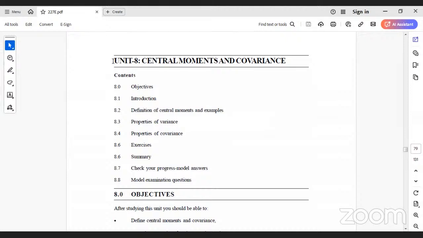Sir, can we get that PDF, sir? Hello. Hello. Hello. Sir. Tell me. Can we get that PDF, sir?